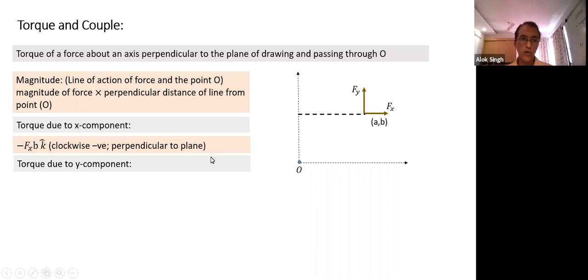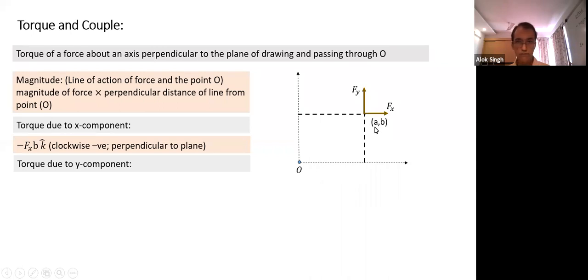In a similar way, can you also find the torque due to the y component? Again, I need to think of a line and a point. Those who are having a little difficulty in calculating torque: which is the line of action of force? It's the line of action of the force. So I have to find the distance of the line from point O. What is the distance? Now the force is vertical, so the distance will be along the horizontal. What is horizontal here?